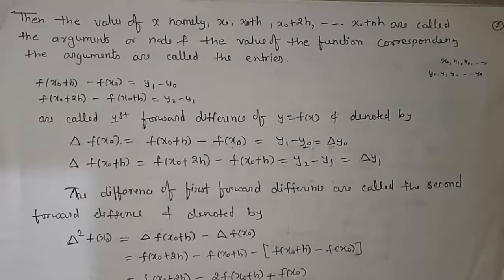So I can write this in terms of y. So this is 2h, so this is y2. Here it is 1h, so this is 2y1. This is naught, so this is my y naught. This thing is nothing but my delta square y naught. So here again it is y naught, so I am writing here delta square y naught.